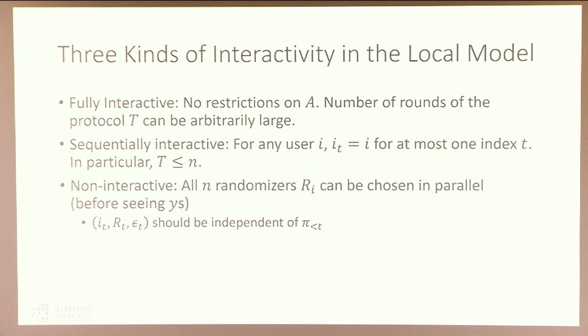Go back for a second. So between fully interactive and sequentially interactive, what's the nasty thing that happens in the first one? So in a fully interactive mechanism, I could ask you a question, I could ask Kunal a question, then I could come back to you, I could keep doing this. The protocol could run for a really long time.